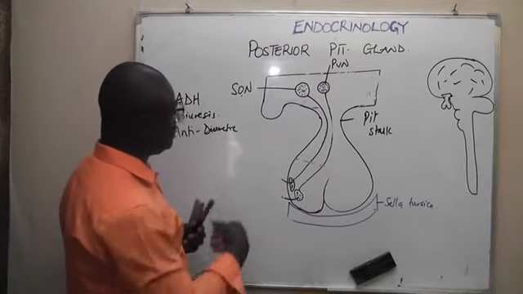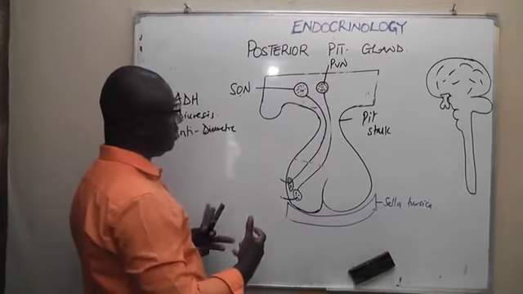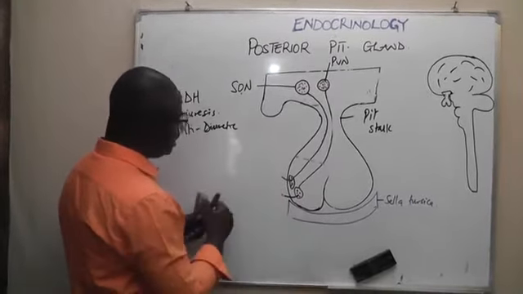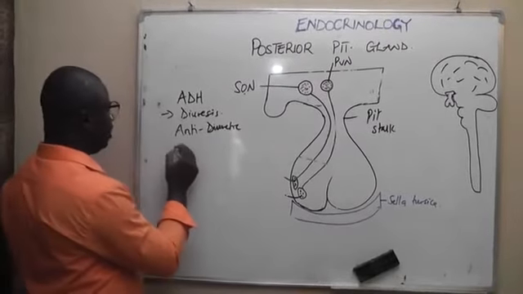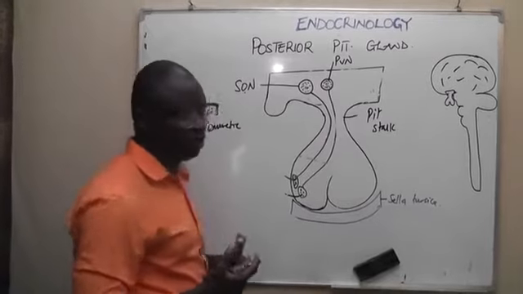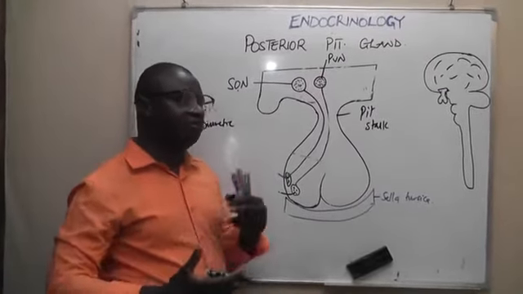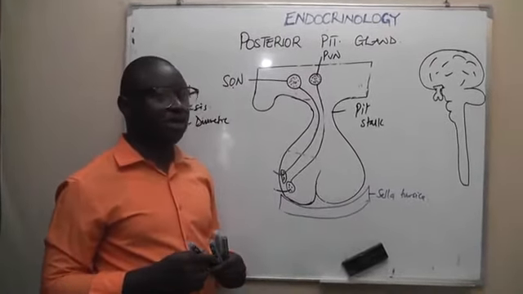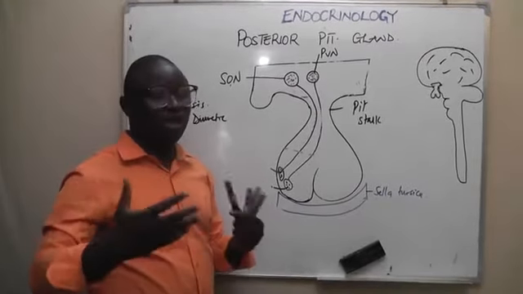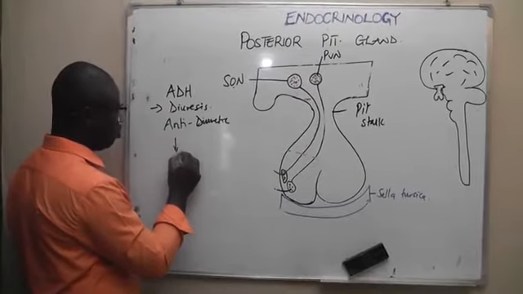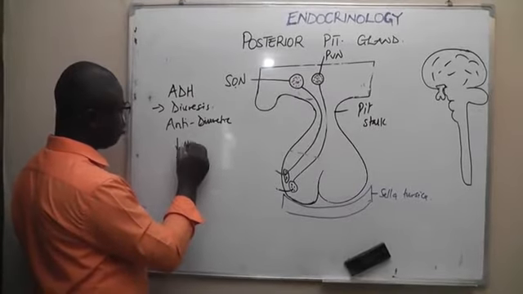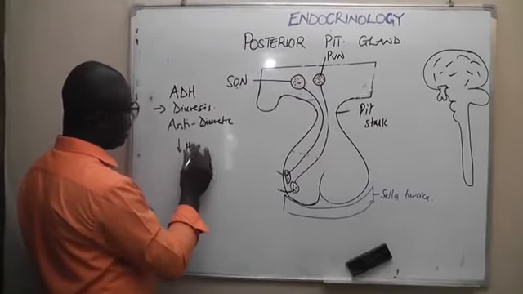Now let's look at the stimulus. What is the stimulus for the release of ADH from this synaptic terminal? Number one, if someone is having dehydration, for instance hemorrhage, blood loss, and the person has lost a lot of fluid from the body, it means the volume of fluid is low. We call that hypovolemia.